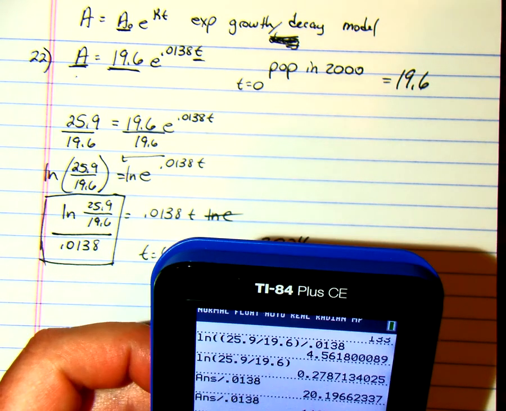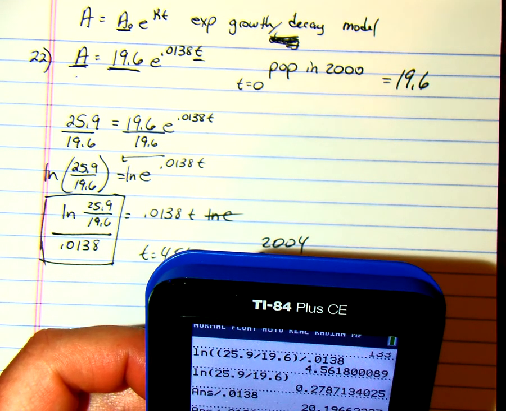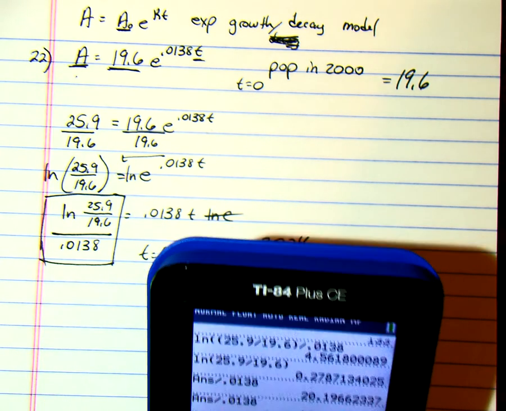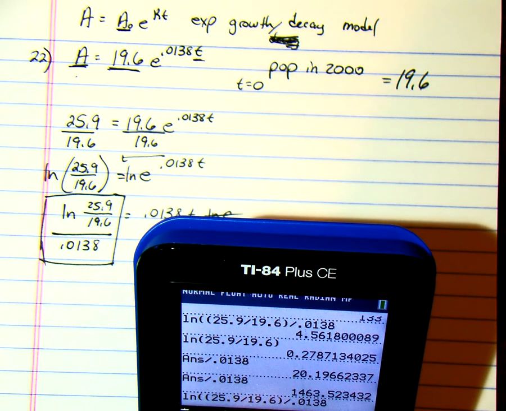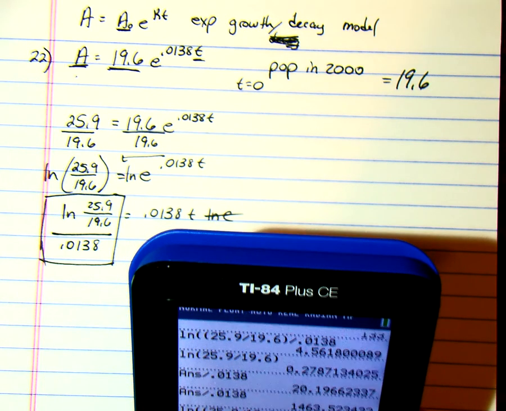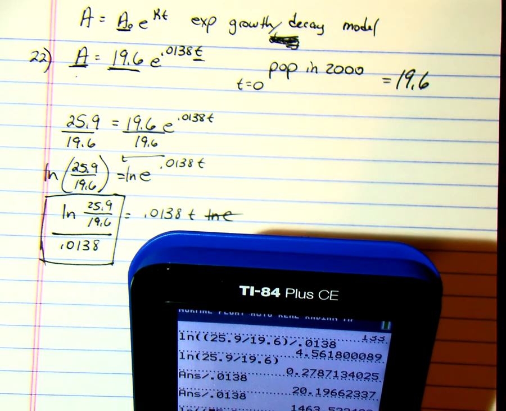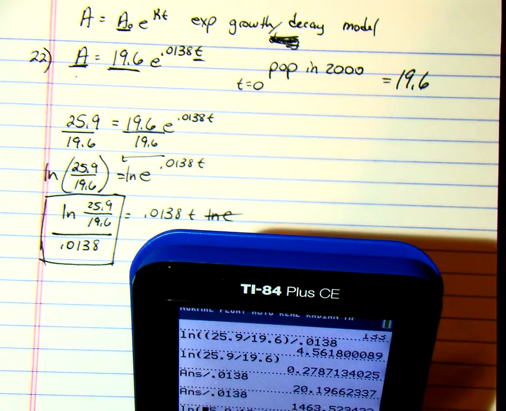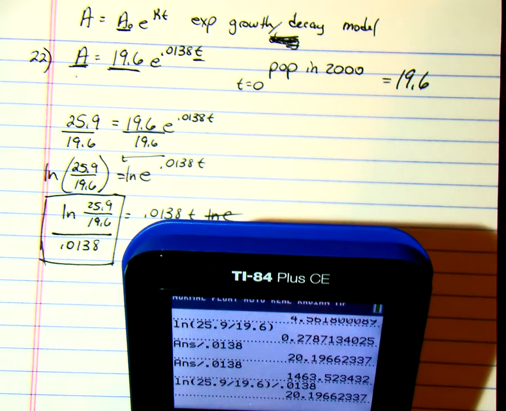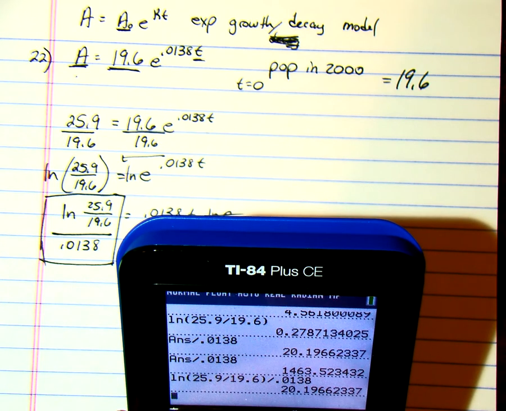Oops, no. Back up. If I go back to this one, I goofed up because I put this parenthesis here, and I didn't need it, and therefore it divided everything out. So we're going to delete that parenthesis, and now we get that same 20.19. That was just me entering it in my calculator incorrectly, which is silly.